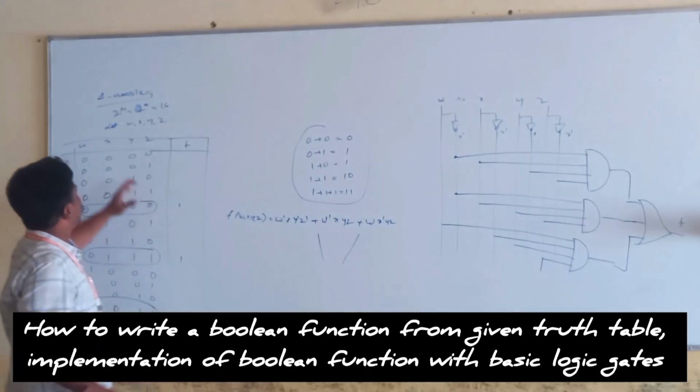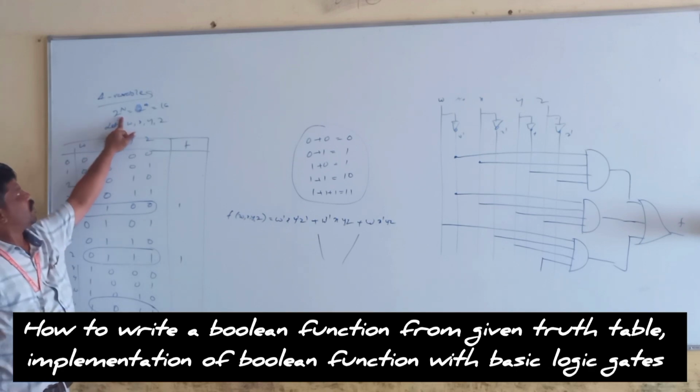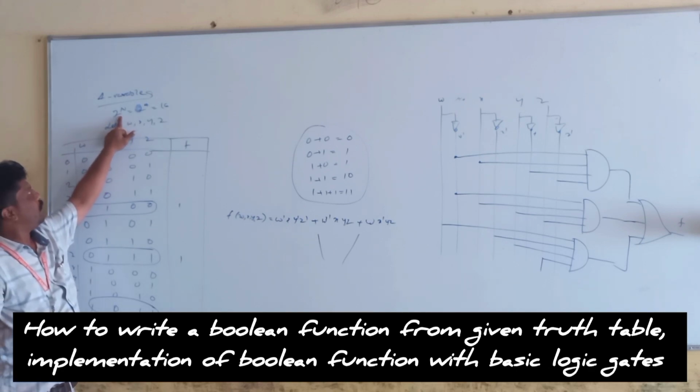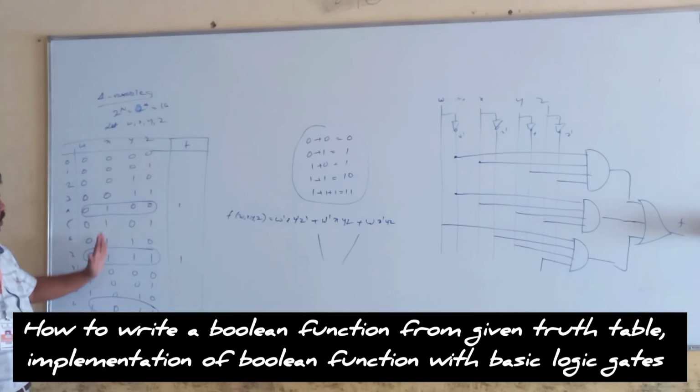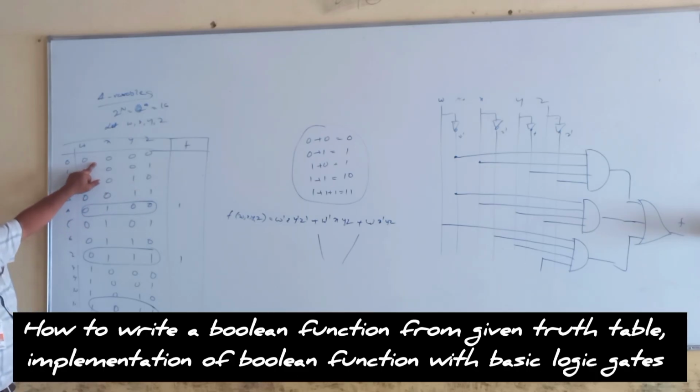Similarly, for 4 variables we have 2 to the power of n cells, that is, 2 to the power of 4, 16 combinations of binary values. This is the first binary combination, second, third, like this. The decimal equivalent of the first is 0, then 1, 2, 3, 4, like this. We have the decimal values 0 to 15 for these binary combinations.